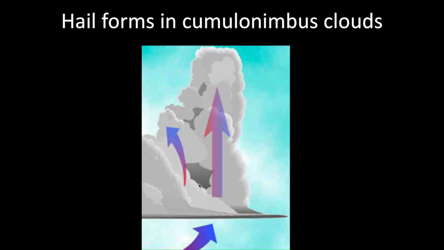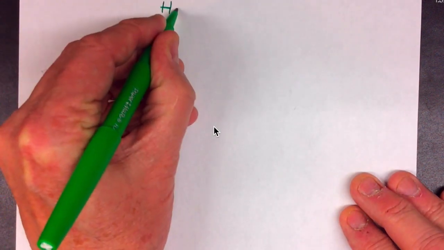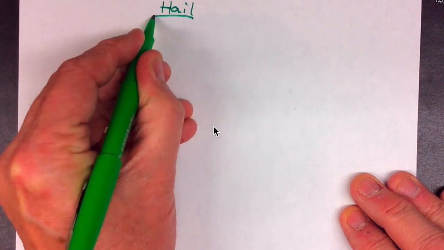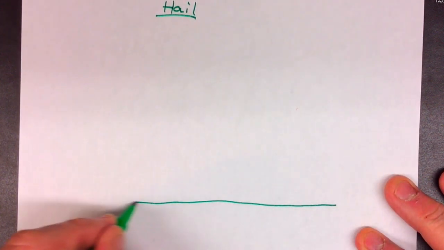So everybody, on your piece of paper, here's a diagram you've got to draw, okay? This will only take a second. Have your paper ready. Hail forms in cumulonimbus clouds. Write that down. Okay, so what we're going to do here is do a diagram about hail, okay? Hail. Now, remember, there's a couple of reasons why we're doing this, by the way, because I want to remind you what the deal is with the cumulonimbus cloud.